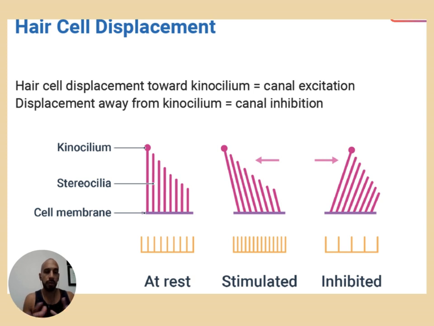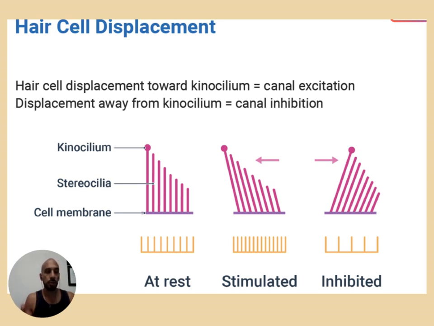So here is a quick review of how the hair cells work when they're displaced. Hair cell displacement towards the kinocilium equals canal excitation. Displacement away from the kinocilium equals canal inhibition. And again, they work in functional pairs. So one is inhibited, one is excited. So right posterior is excited, left anterior is inhibited.